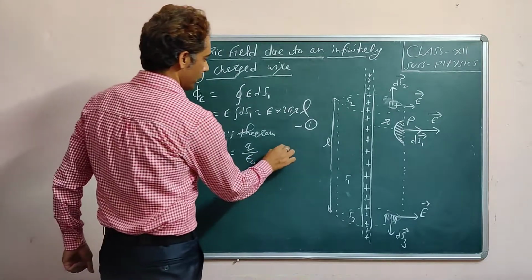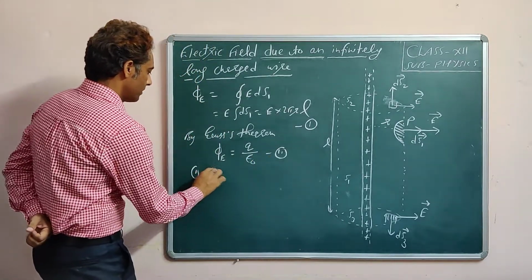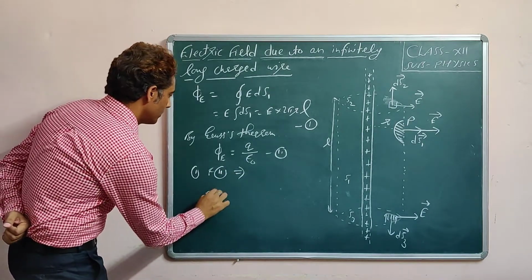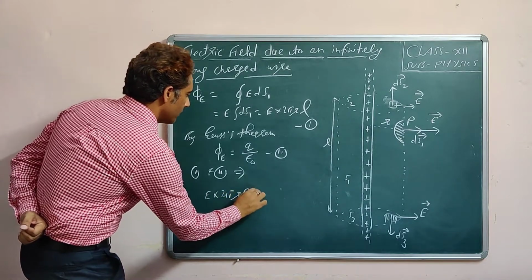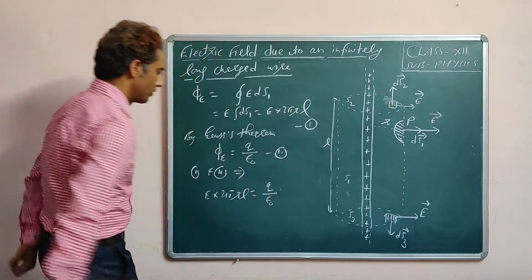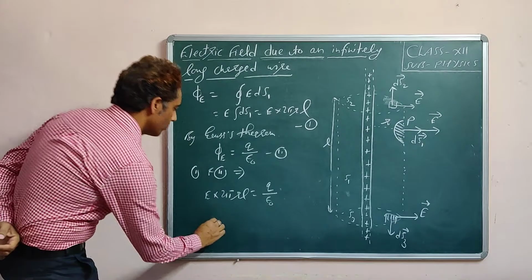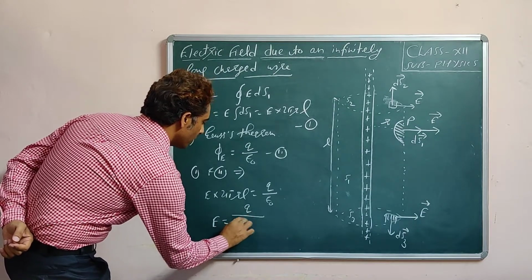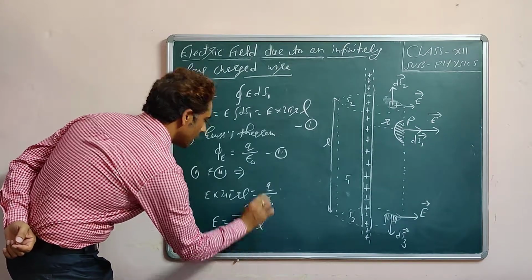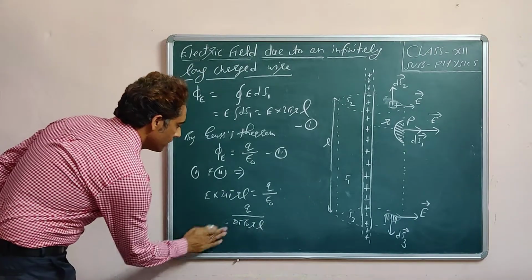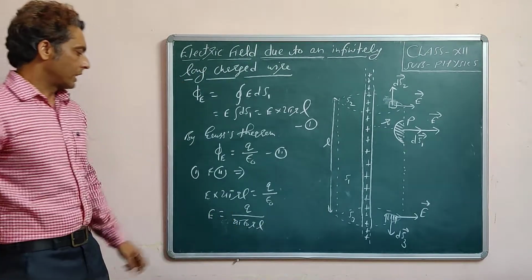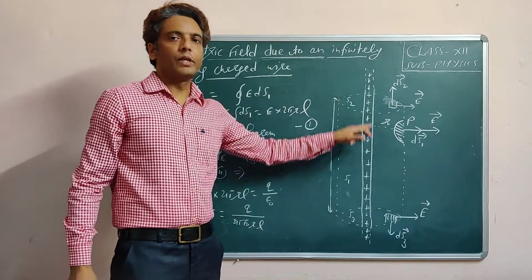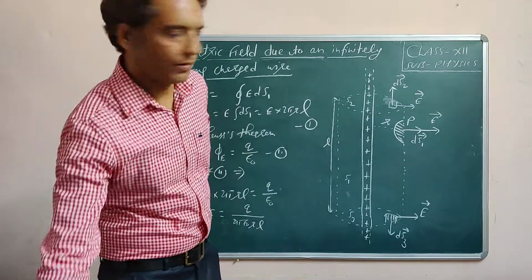So if this is number 2, 1 and 2 implies E into 2 pi R L is equal to q over epsilon naught, means E is equal to q over 2 pi epsilon naught R L. So this is the expression for electric field due to this infinitely long charged wire.